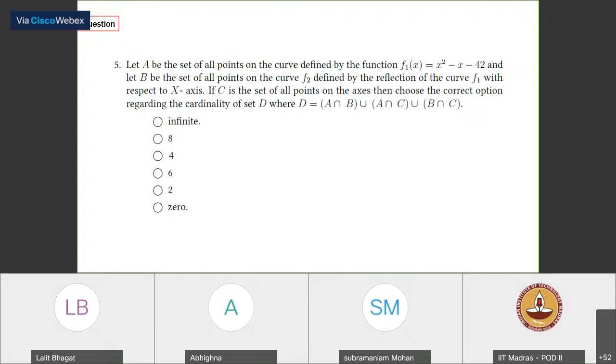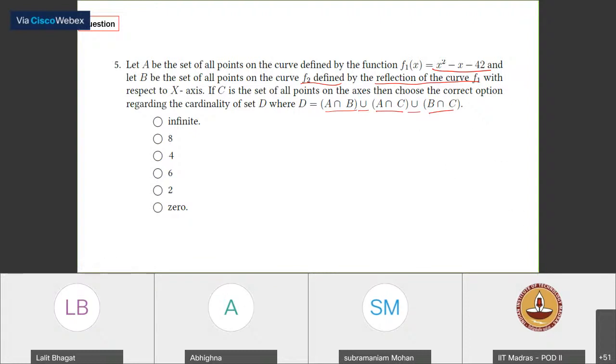Anyway, let A be the set of all points on the curve defined by the function x square minus x minus 42. And B is another function f2 defined by the reflection of the curve f1. If C is the set of all the points on the axis, then choose the correct option. Someone was talking about week one, set theory issues. So I think these are the type of questions. The options are A intersection B, A union B, A intersection C, or A intersection C union B intersection C. Okay, fine. So how do we solve this question?